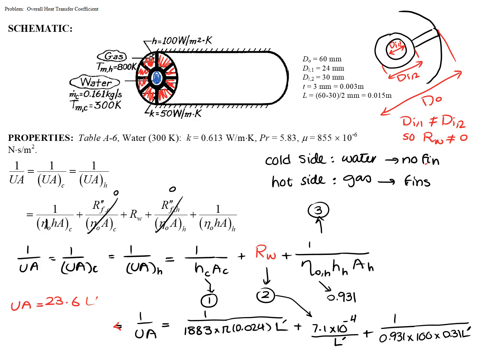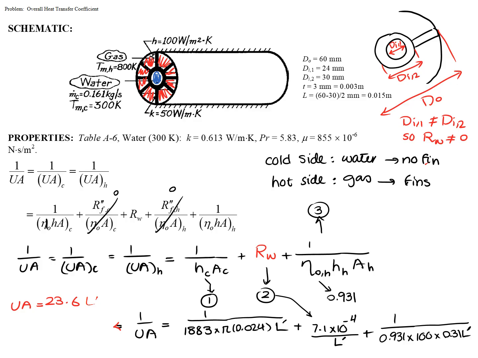The next term and the fourth term are the effect of fouling on the heat exchanger. Nothing is mentioned here about the heat exchanger being very old or any fouling effect, so we're going to assume that it's not there. So those are set to be 0.